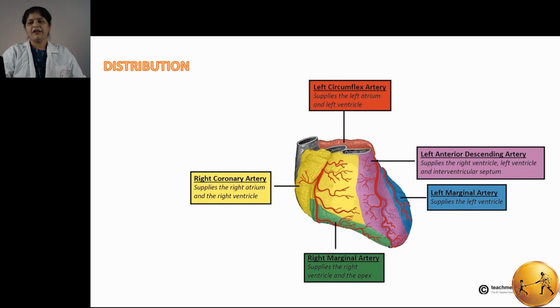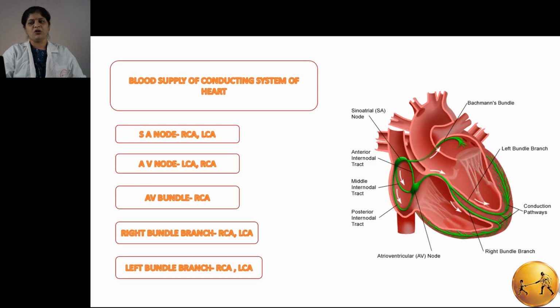The left circumflex artery supplies the left atrium and the left ventricle. The left anterior descending artery, that is called LADA, supplies the right ventricle, left ventricle, and the interventricular septum. The left marginal artery supplies the left ventricle. So this is the whole distribution of the right coronary artery and the left coronary artery.